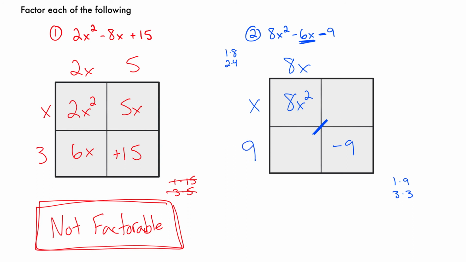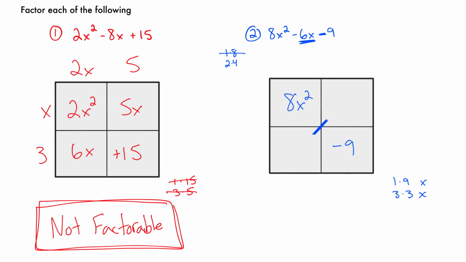Put the 9 down here and the 1 here. That gets me 72x and a single x. Those do not have a difference of 6, so those don't work. Therefore, 1 and 9 do not work for 1 and 8. Now I've got to try 3 and 3. That's going to get me 24x and 3x. Those do not have a difference of 6. And because if I swap the orientation of the 3 and the 3, it'd be the same original problem, I know 3 and 3 don't work. Therefore, 1 and 8 will not work.